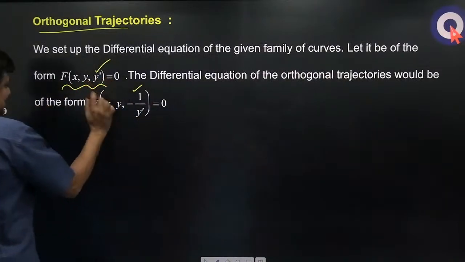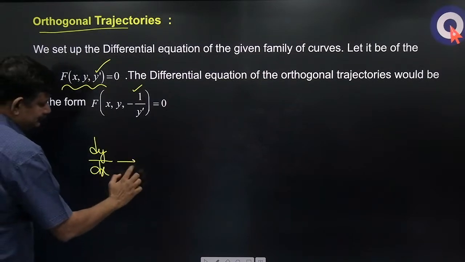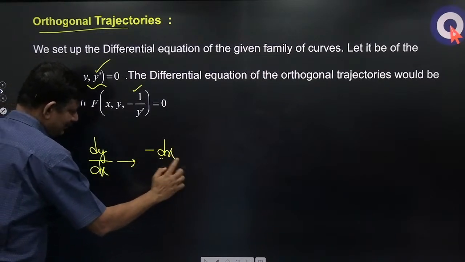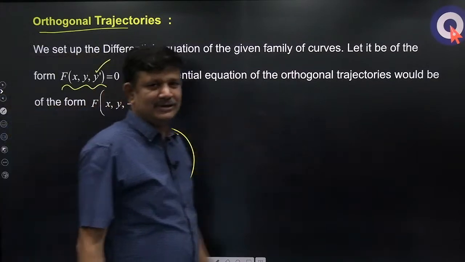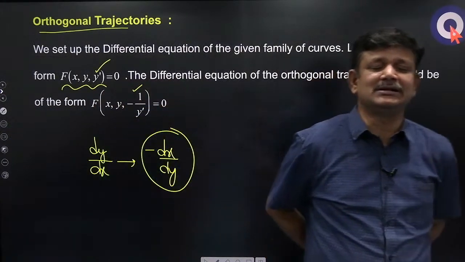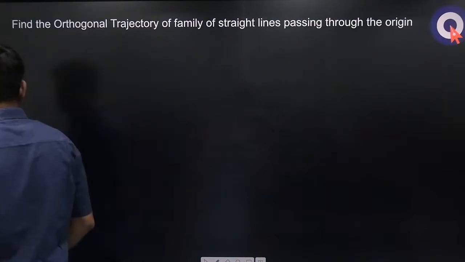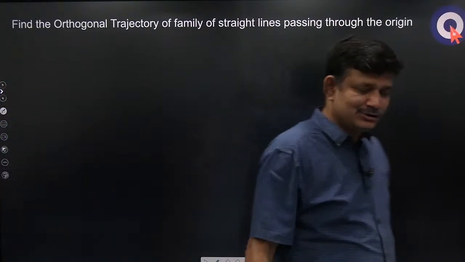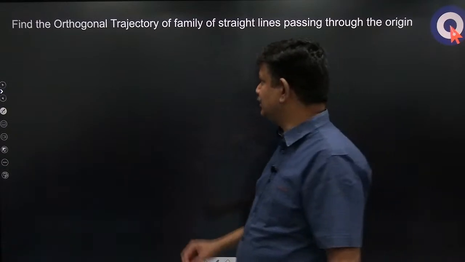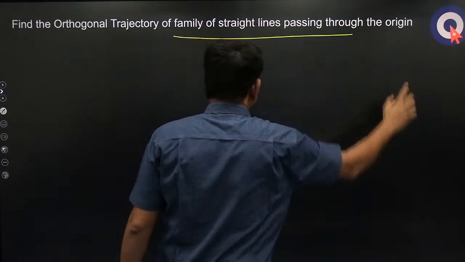So dy by dx, if I am replacing it by minus dx by dy, the solution of this new differential equation will be your orthogonal trajectory. So to find an orthogonal trajectory, find the differential equation, replace dy by dx by minus dx by dy and solve, you will get the orthogonal trajectory. A simple question I will give you, and I will show you what orthogonal trajectories are.